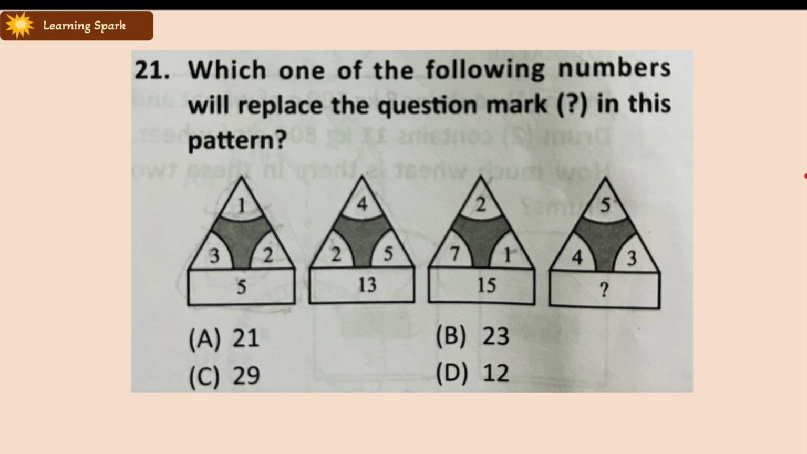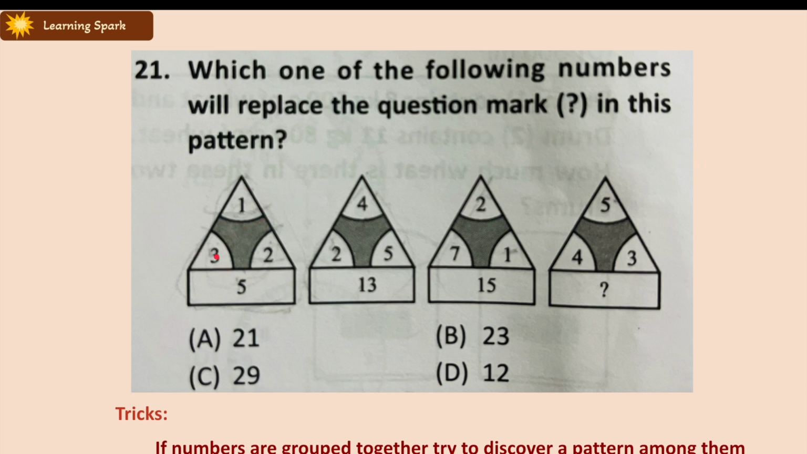Question number 21 is on the screen. Let us go to the answer now. The trick in this question is that if the numbers are grouped together, you try to discover a pattern among the numbers. Here, for example, 1, 3, 2. Let's make a pattern to find 5. The 5 is placed differently, and 1, 3, 2 are placed in a similar way. So 1, 3, 2 should form a pattern to get 5.